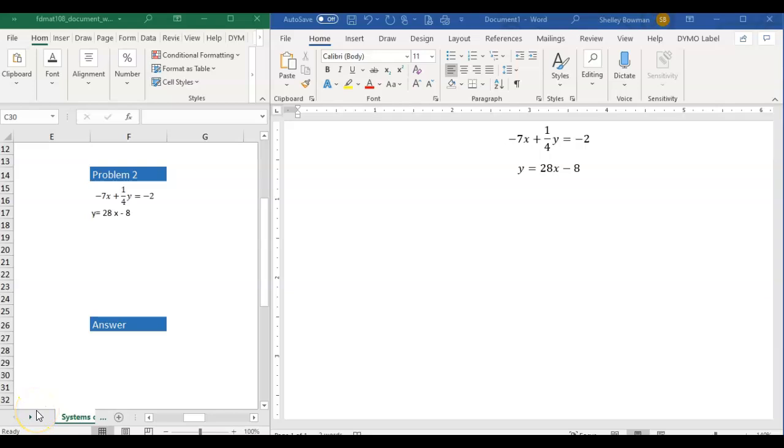Week 11 group problem solving, solving equations, problem number 2. Here again you'll notice that the numbers are all different so that you can just follow the process and not just write down an answer.